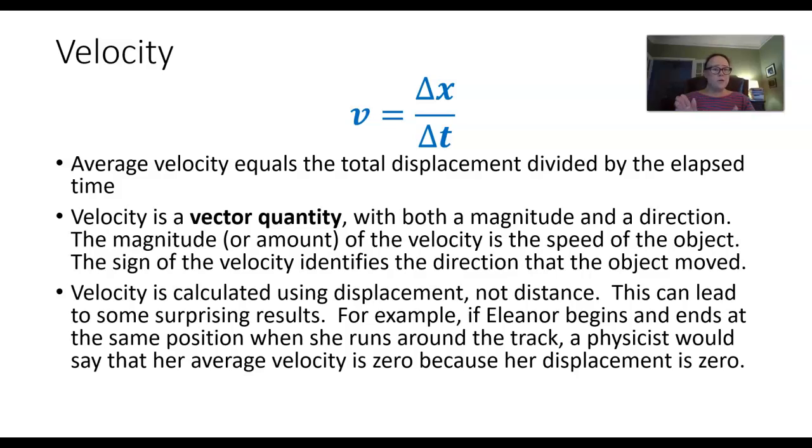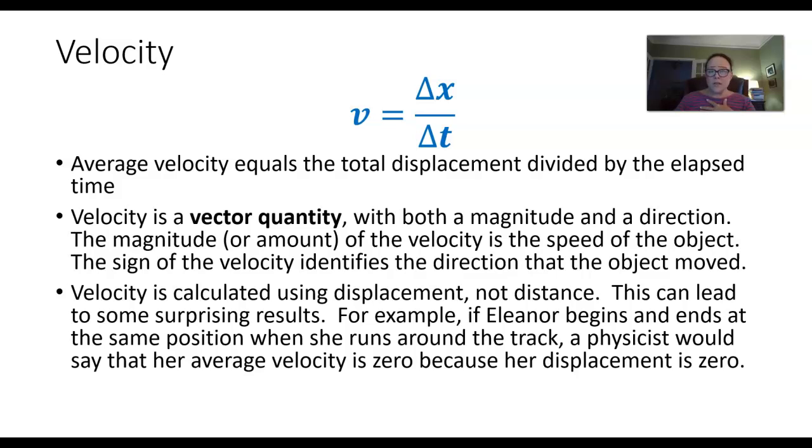So we now understand the difference between displacement and distance. Those are talking about how far something goes. Now let's talk about 2 ways of talking about how fast something moves. So one of them is velocity, and velocity equals the total displacement divided by the elapsed time. Velocity is a vector quantity. It has both a magnitude and a direction.